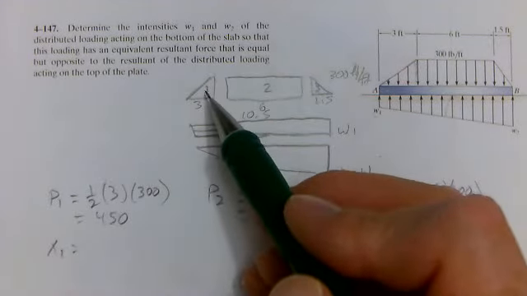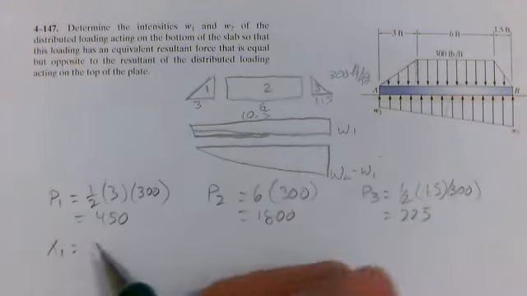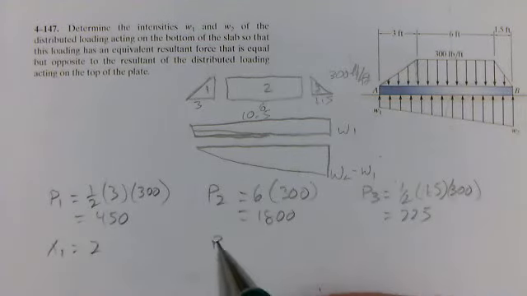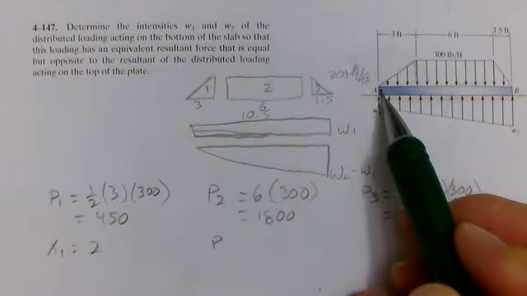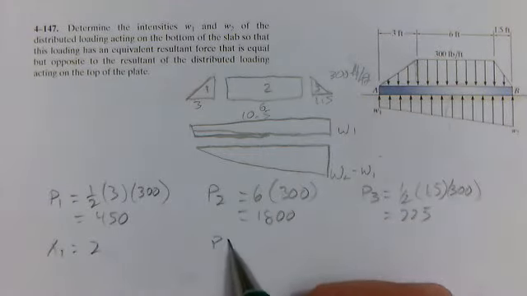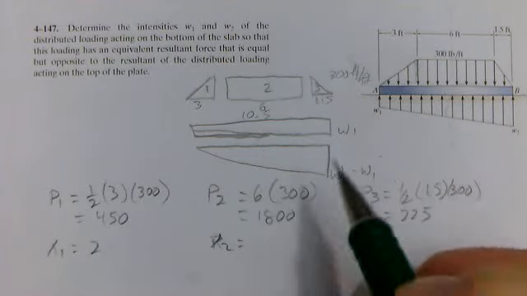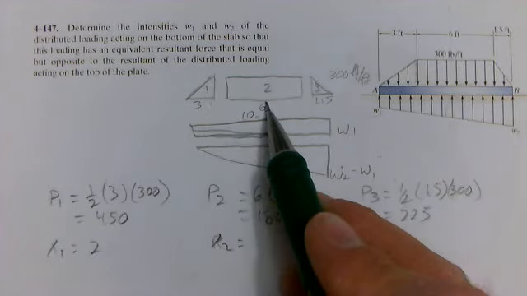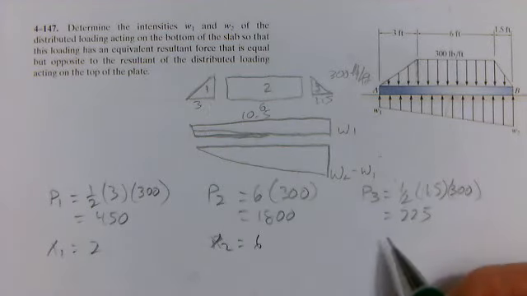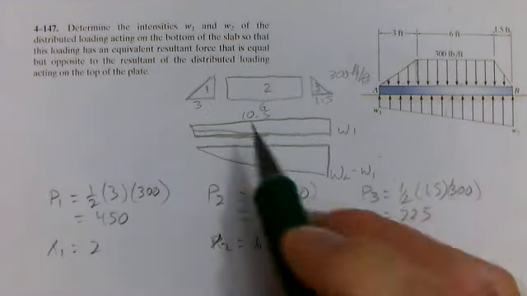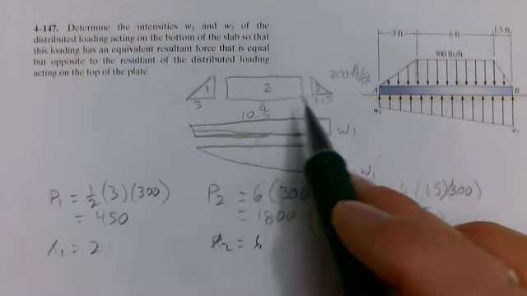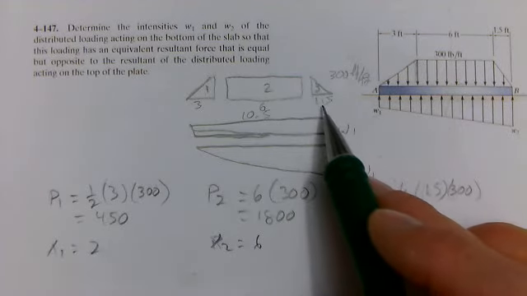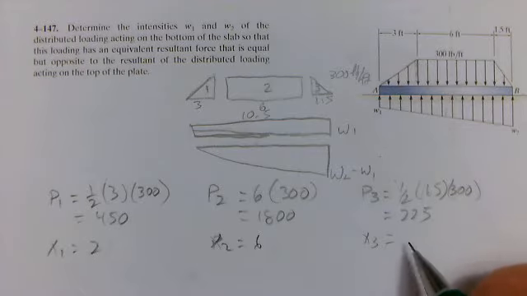Next we're going to find the location of the load on each one. This one is 2/3 from the end, which is 2, and we're going to go from point A. So x2 is 3 plus half of 6, which is 6. And x3 is 3 plus 6 is 9, plus 1/3 of 1.5, which is 0.5, so that one is 9.5.